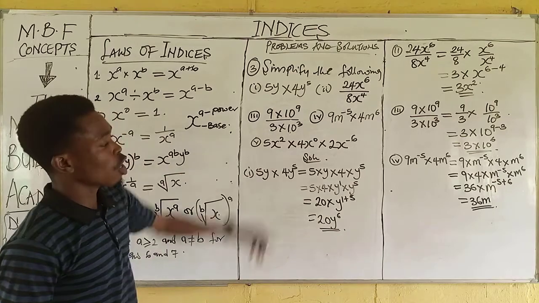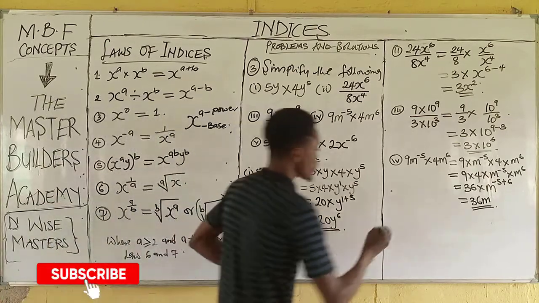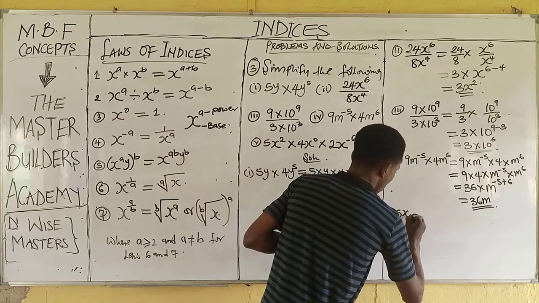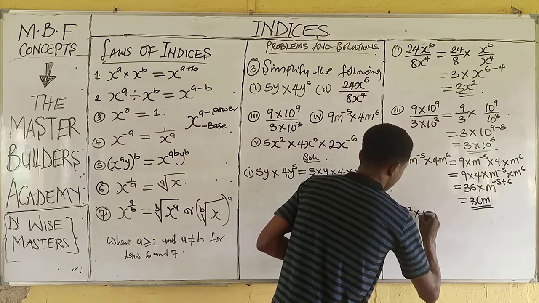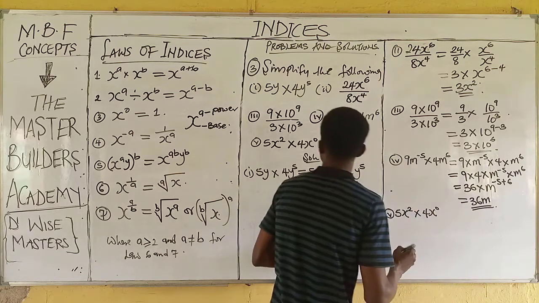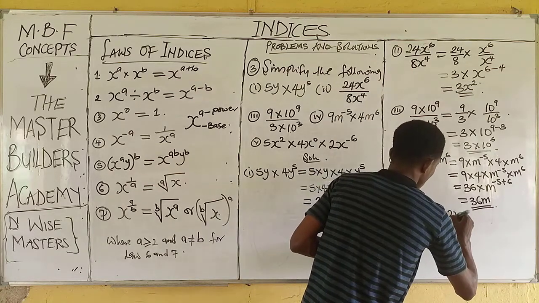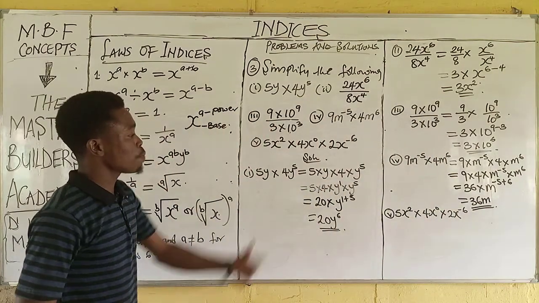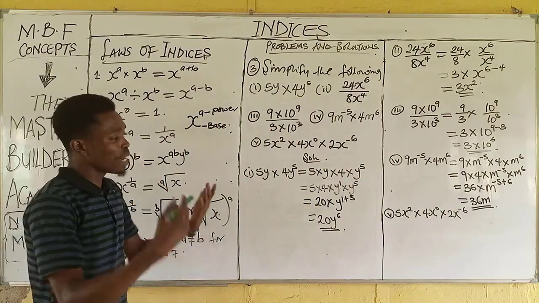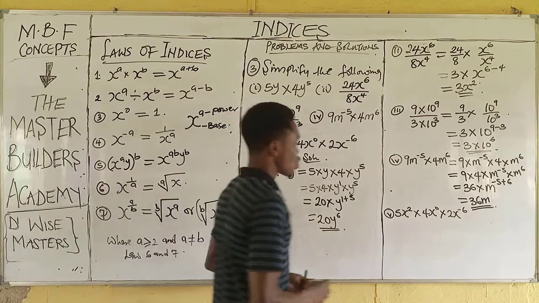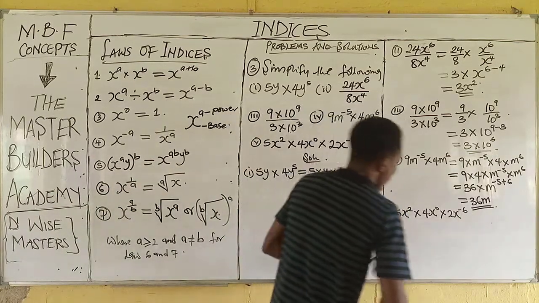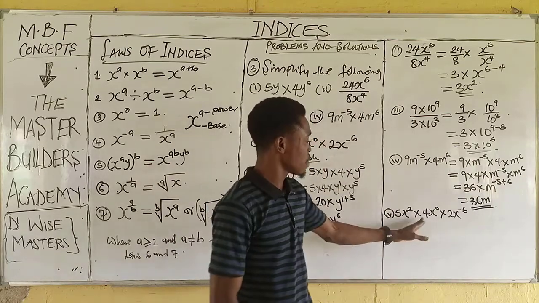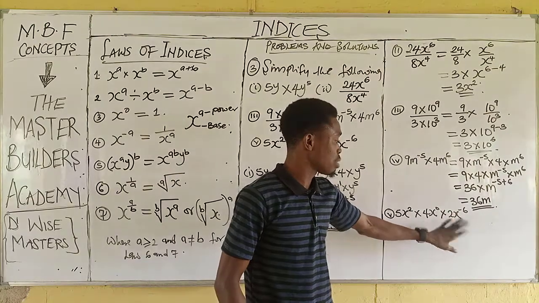Then finally we want to work on Roman figure 5. And this is Roman figure 5, which is 5x squared multiplied by 4x to the power 0, then multiplied by 2x raised to the power minus 6. So at this point, guys, all we simply do here is to what? Multiply out the numbers. Of course, this is 5 times x squared, and this is 4 times x raised to the power 0, and this is 2 times x raised to the power minus 6.